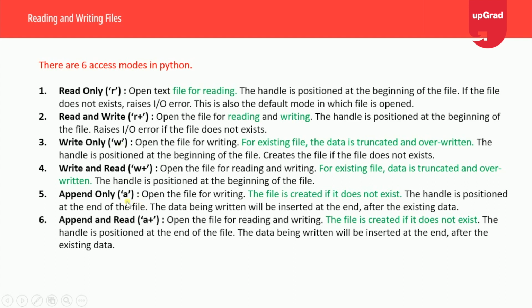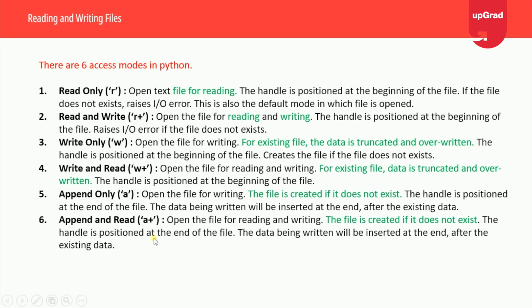A is for append mode. Now what does append mode mean? In order to understand append mode, the previous modes are overwriting the data every time. So every time we are working on the file, the previous data is getting overwritten. But for the A mode, append mode, the data in the file will not be overwritten. That is the basic difference.